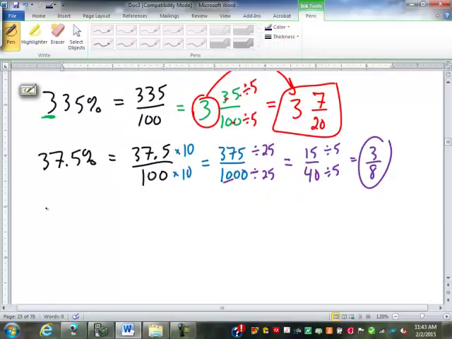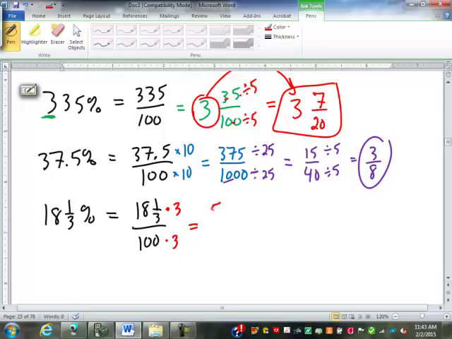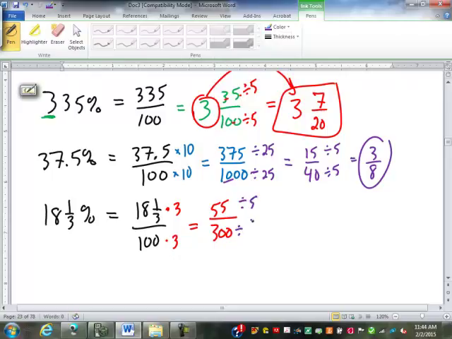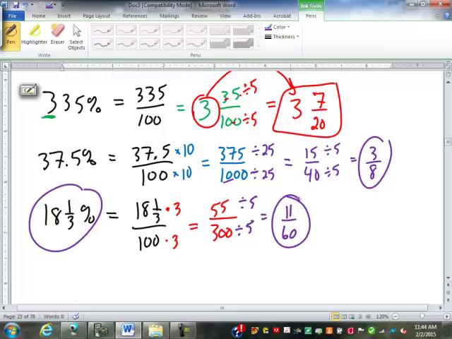The next one, 18 1/3%. Of course, that becomes 18 1/3 out of 100. Now again, we don't like fractions within our fractions any more than we like decimals within our fractions. So to get rid of that fraction, one way to do it would be to multiply by the denominator, which is 3. 18 1/3 times 3 is 55. I'll let you verify that with your knowledge of fractions. 100 times 3 is 300. And now, of course, we're just reducing the fractions. Dividing by 5 gives us 11/60. So 18 1/3% is 11 out of 60.